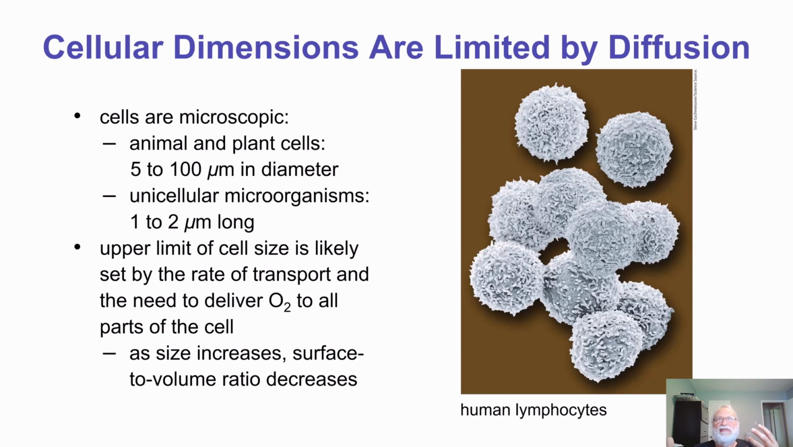You see they all have some different structure. But cells are microscopic. Plant and animal cells are 5 to 100 microns in diameter. Unicellular microorganisms, as we talked about before, are 1 to 2 microns long. The limit of cell size is likely set by the rate of oxygen transport in the cell. As the size increases, the surface to volume ratio decreases, and that makes the diffusion rate even more limiting. At a certain point, the diffusion rate isn't sufficient to get oxygen to all parts of the cell, so the cell really can't get much larger than that.